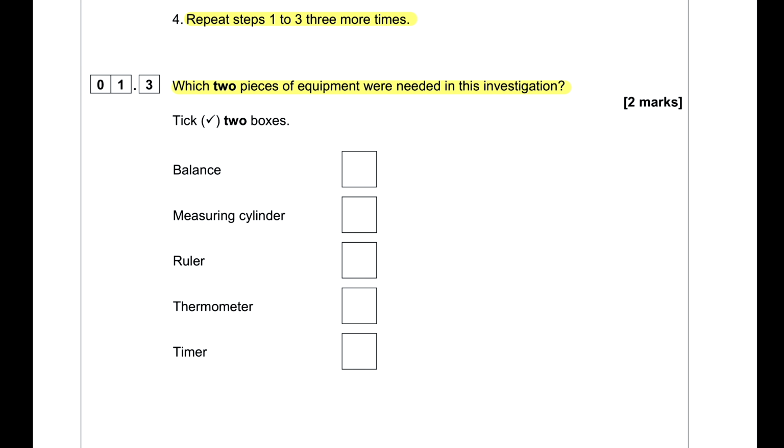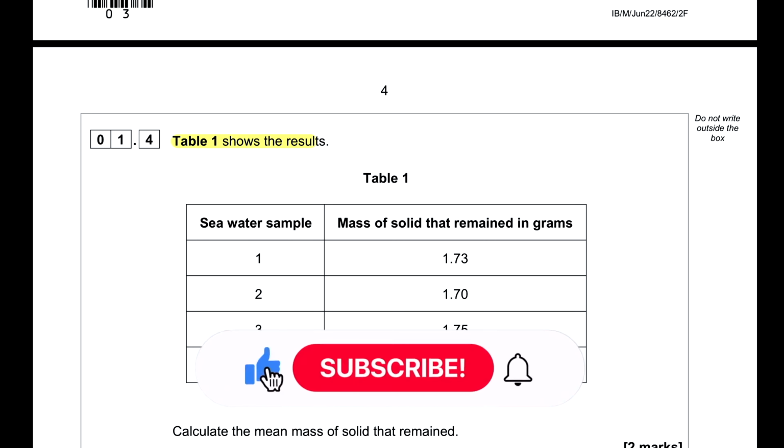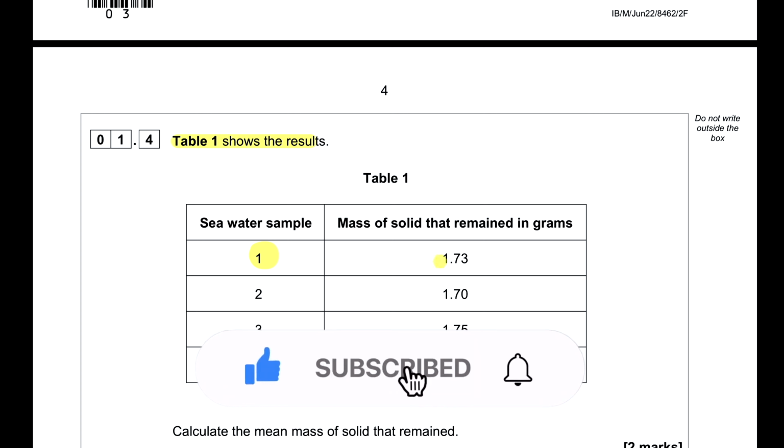Well, the student needs to measure the volume of the water the student is going to use, so a measuring cylinder. And after the experiment is complete, and before the experiment, the student needs to take the measurement of the mass of the apparatus, so a balance. Table 1 shows the result, seawater sample and mass of solid.